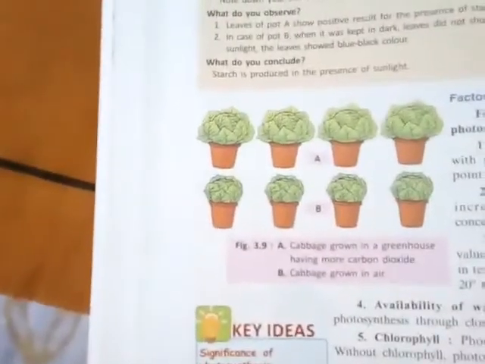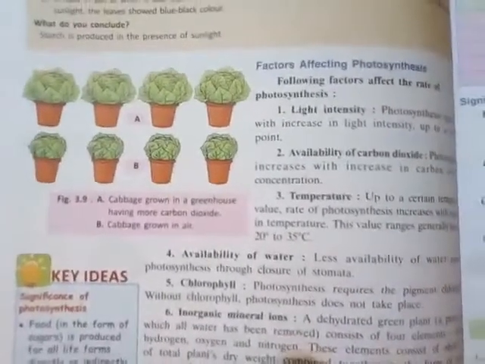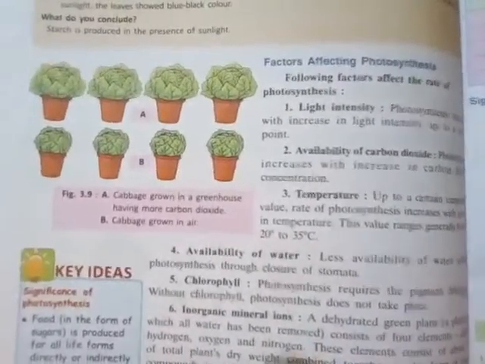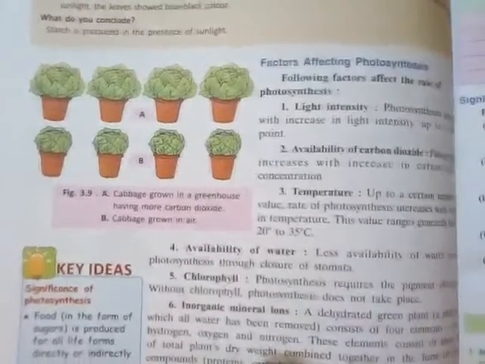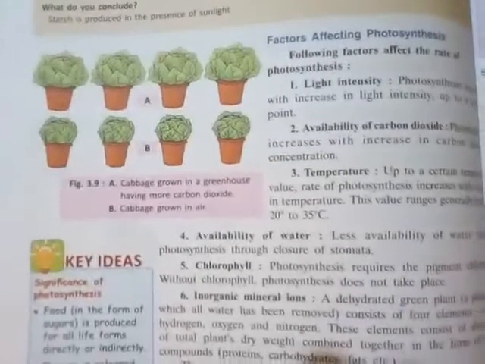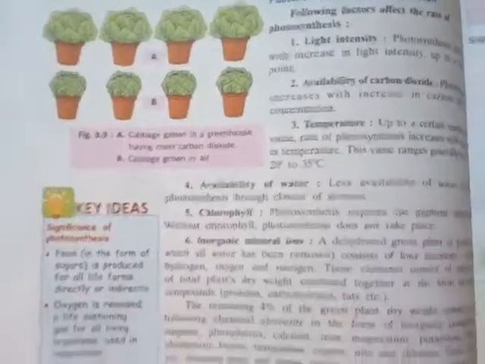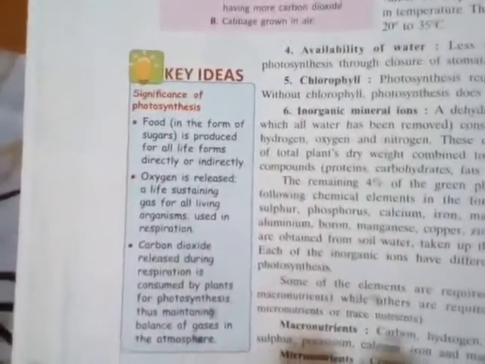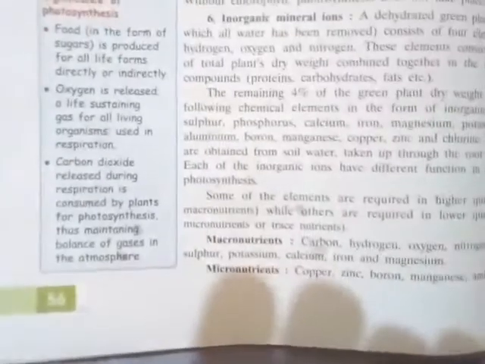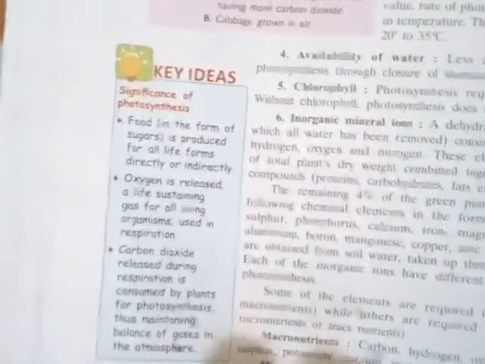Okay, now coming to the point: what are the factors basically affecting photosynthesis? The very important factors are the light intensity, the availability of carbon dioxide, the temperature, the availability of water, chlorophyll, inorganic mineral ions, and some portions of micro and macronutrients. So these are the things.